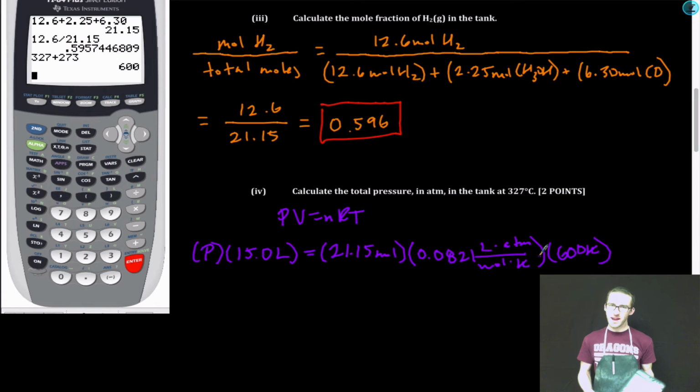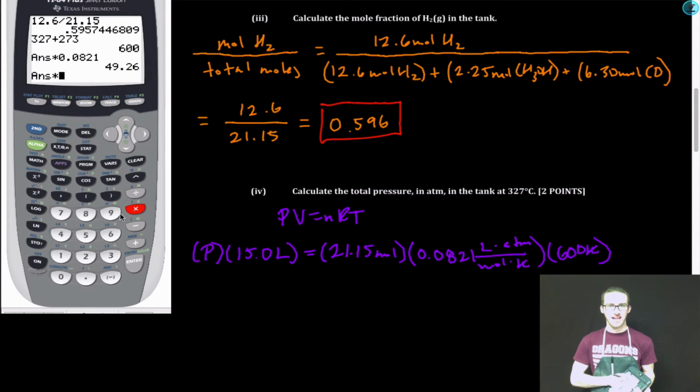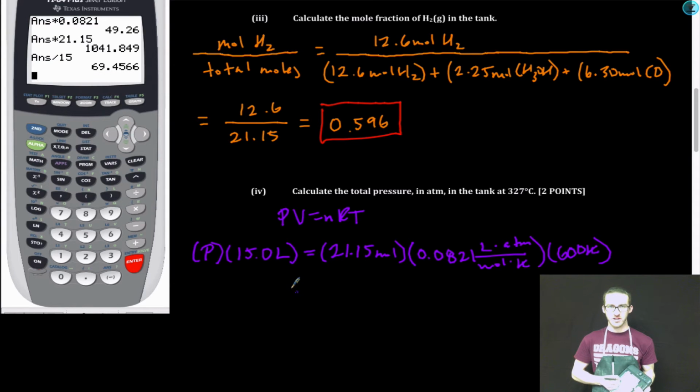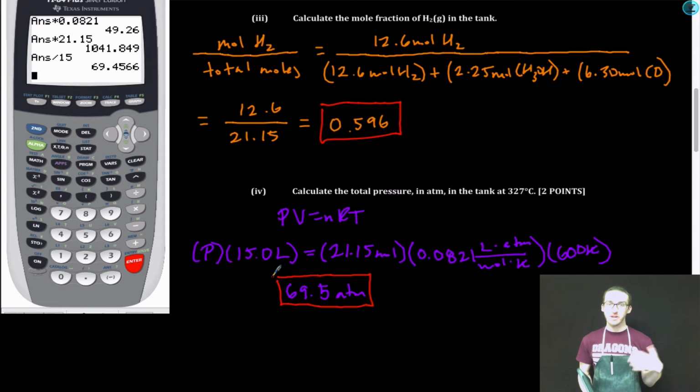Just settle in and have your good friend calculator help you out. Times 0.0821, answer, times 21.15, answer, divided by 15, answer. Total pressure in atmospheres to three significant figures, 69.5 atmospheres. Boom. So this is an example of where you can use PV=nRT for a mixture of gases. Just recognize that because we're using the total number of moles of gases, the pressure we're solving for is equal to the total pressure exerted by all of those gases in that container.